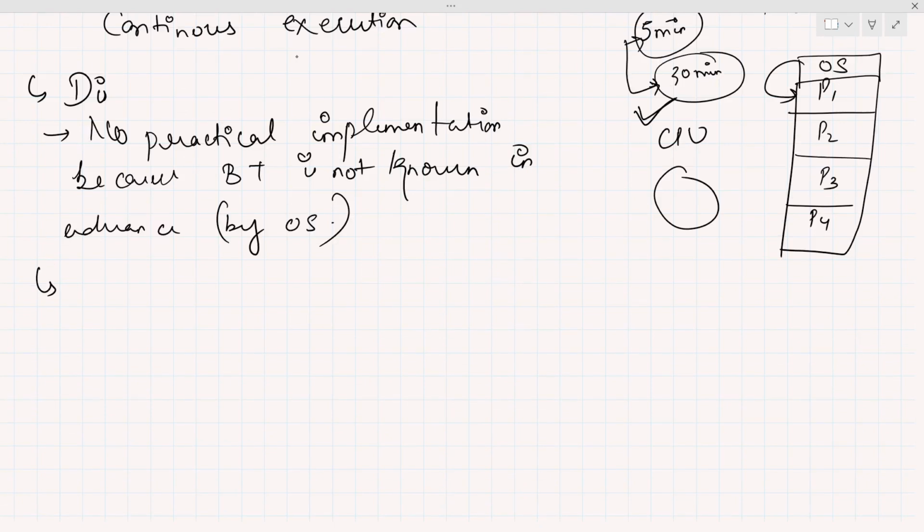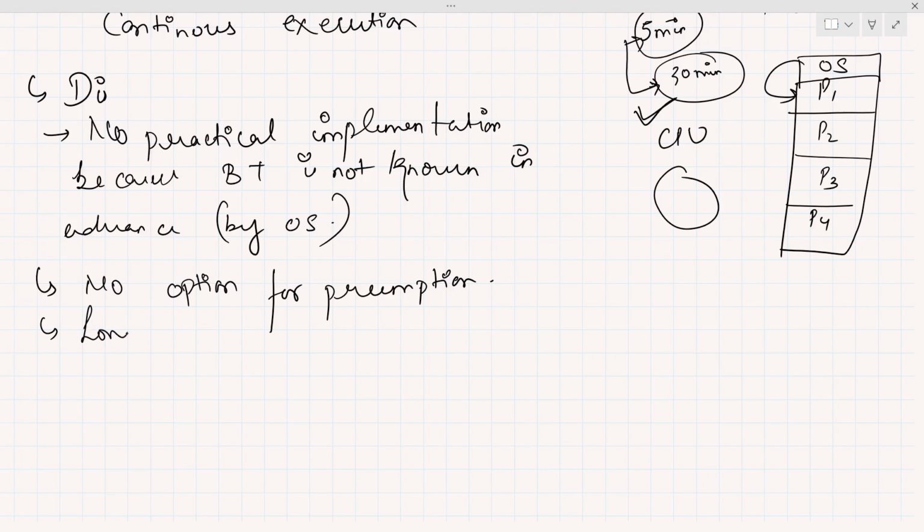And now another disadvantage: no option for preemption, same as in FCFS, because it's also a non-preemptive scheduling algorithm. So if a process starts executing, it will execute, and then the other process will execute after the termination of the current process. Okay, and what is the other disadvantage? Longer processes may suffer from starvation.